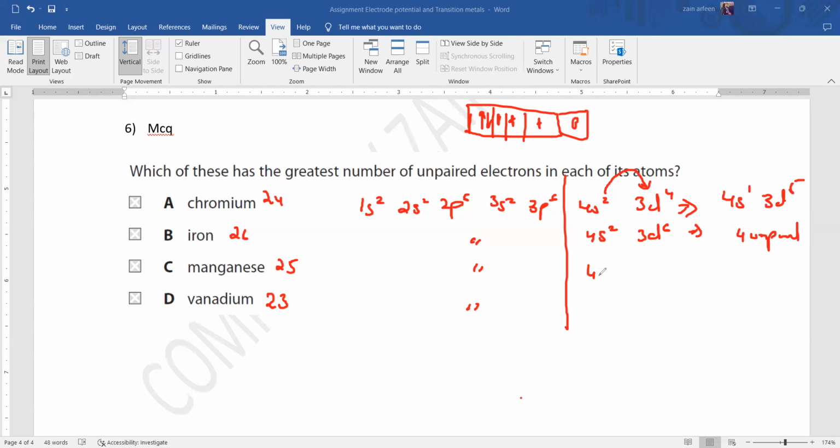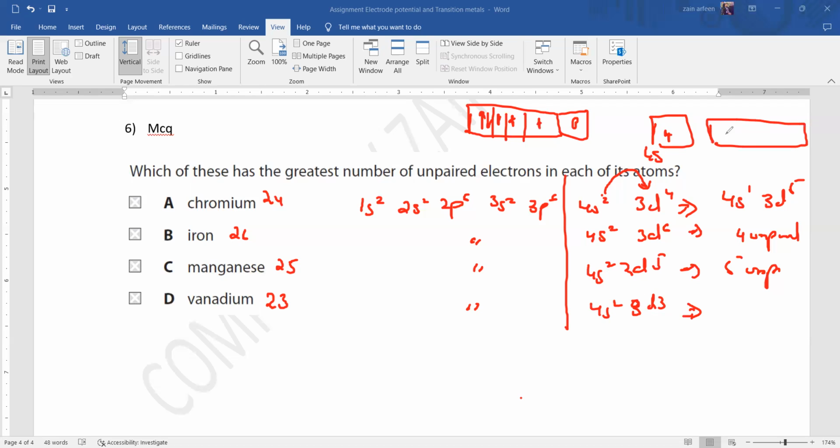When we check for manganese, this will make 20 and then 3d5. So there are 5 unpaired. For vanadium, because this is complete, it will be 3d3, so there will be 3 unpaired electrons. So for chromium, why is it 6? Because one of the electrons jumps. 4s is having one unpaired electron, and each of the 3d 1, 2, 3, 4, and 5. So there are a total of 6. That's why chromium is the right answer.